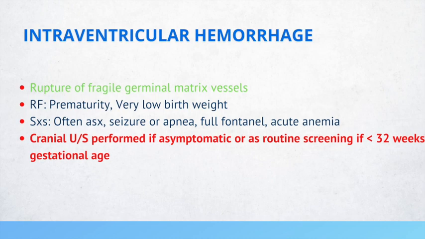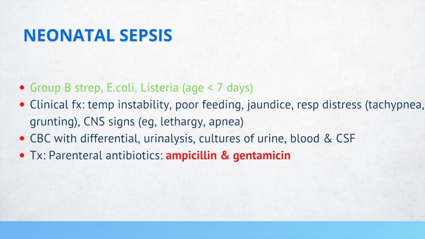Neonatal sepsis. This can be due to organisms such as group B strep, E. coli, and Listeria. Clinical features include temperature instability, poor feeding, jaundice, respiratory distress, including symptoms like tachypnea and grunting, CNS signs such as apnea and lethargy. In these patients, you want to do basically everything to work them up. You want to do a CBC, urinalysis, cultures of the urine, blood, and CSF. Treatment includes parenteral antibiotics, typically ampicillin and gentamicin.